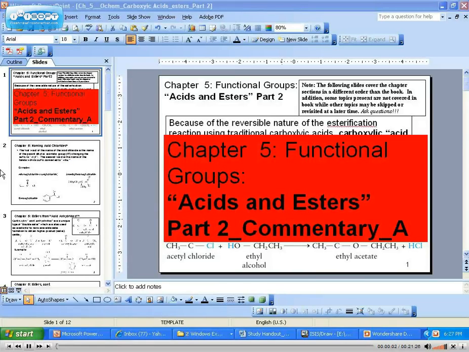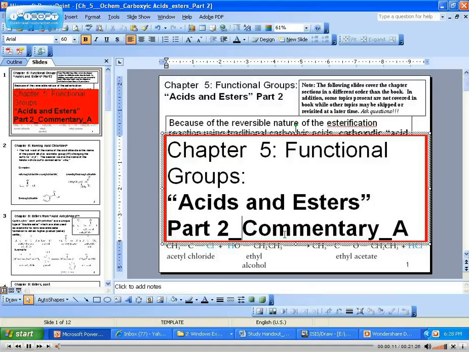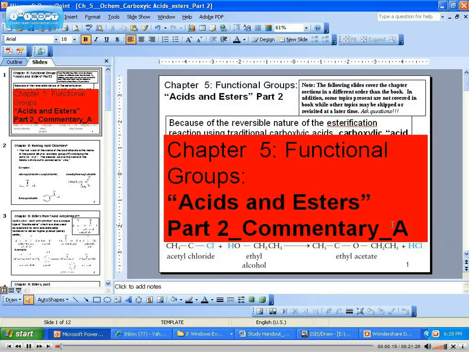This is the Chapter 5 Functional Groups, Acids and Esters commentary. Should probably change that. So Part 2 commentary.